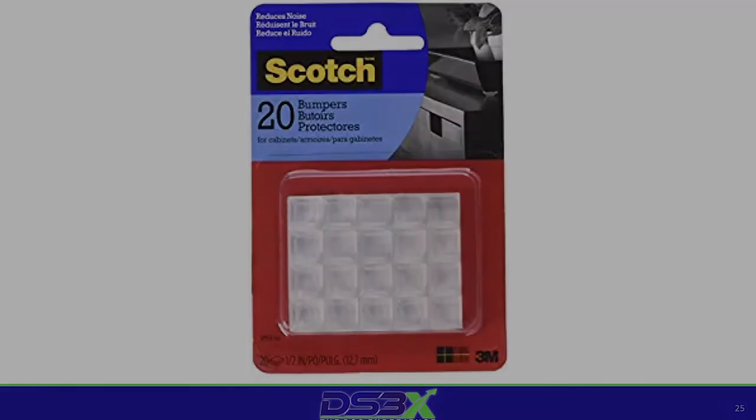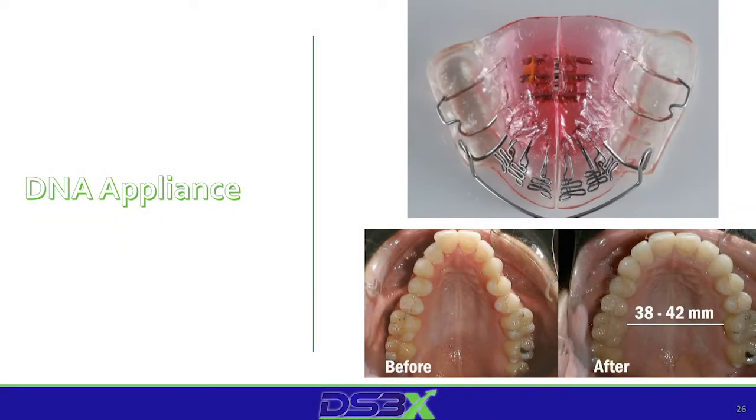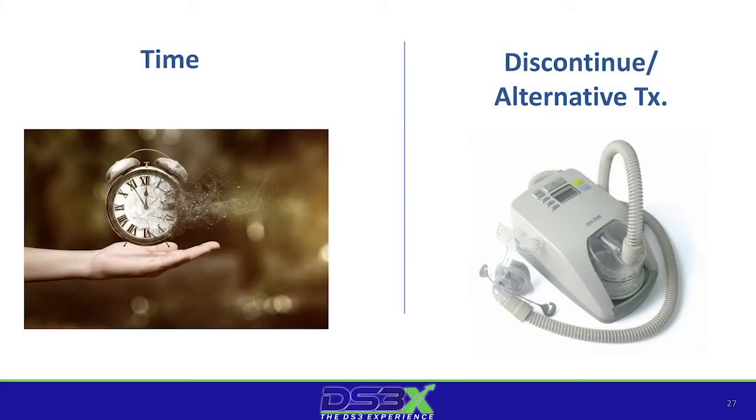We can try things like the DNA appliance to expand the palate, or we can just give it time. Sometimes the devices, because of the inflammation in the airway, get better as the patient progresses 2, 3, 6 months down the road. Sometimes they even lose weight. And in the worst case scenario, we'll have to discontinue treatment and try some sort of alternate treatment. So between all those, we can usually come to some form of success.